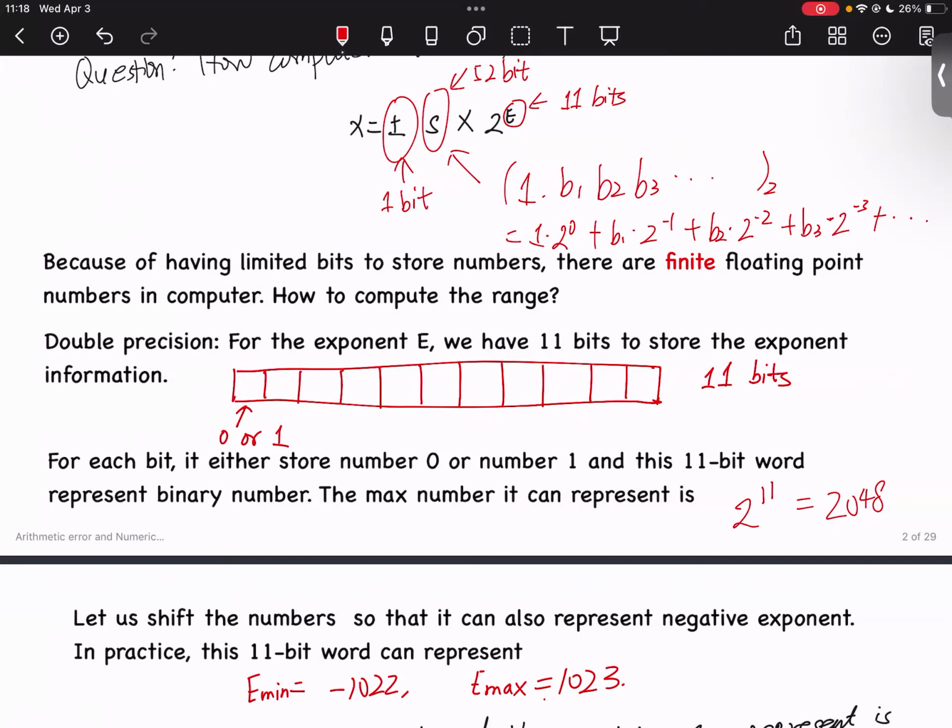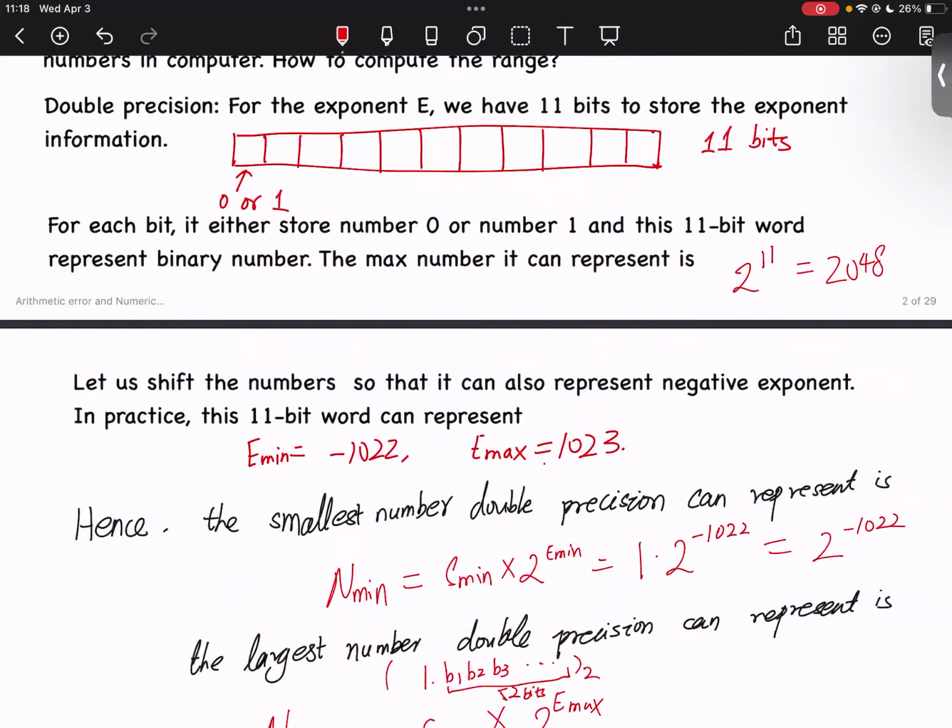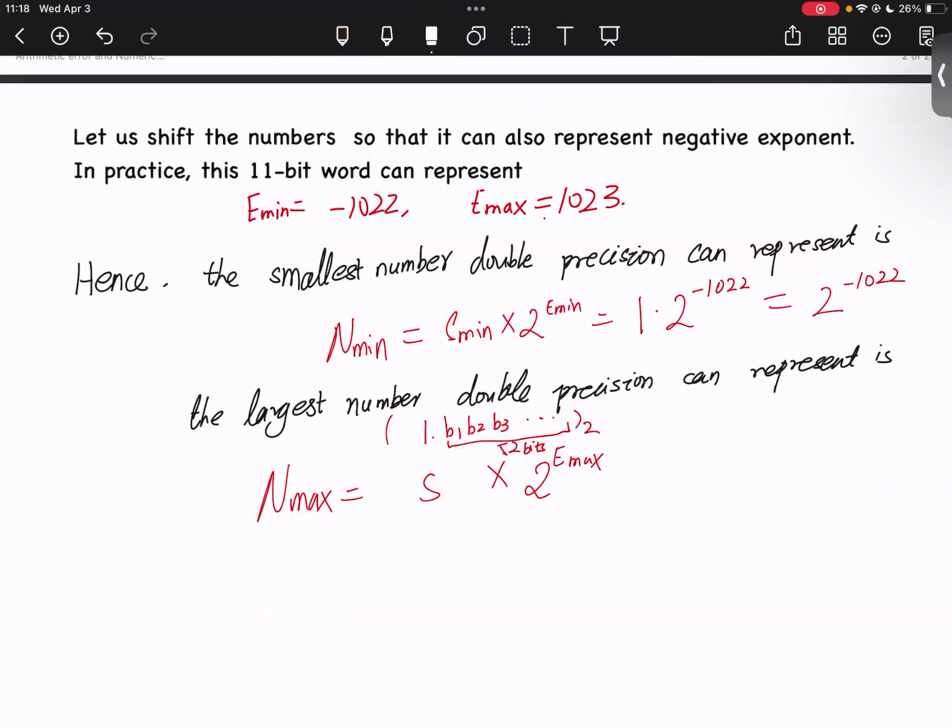All ones, right? Because you have 1 here, you have 1 here, and then you can make the number the possible maximum. So here we just take the S to be all ones. So we have 1.111 and so on, and we actually have 52 ones after the decimal point. So we are going to calculate this number.